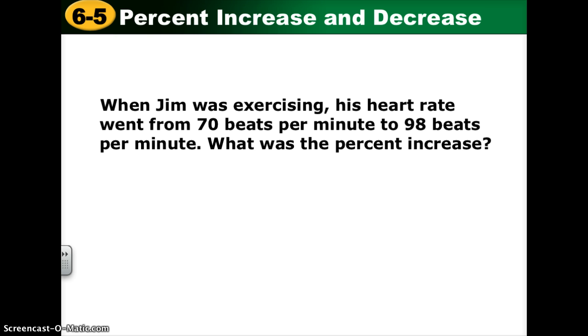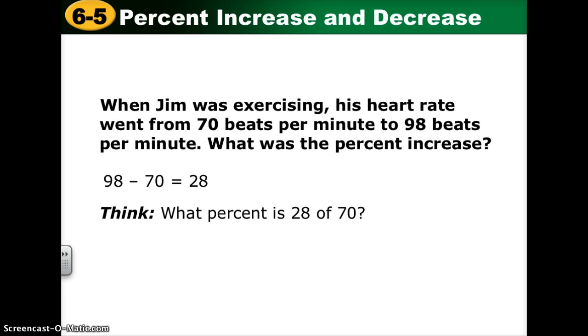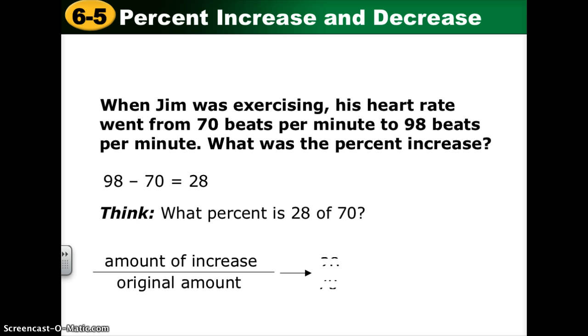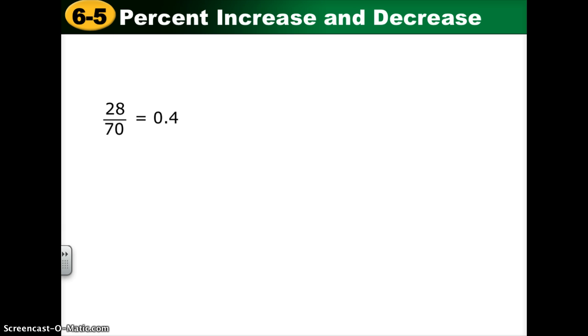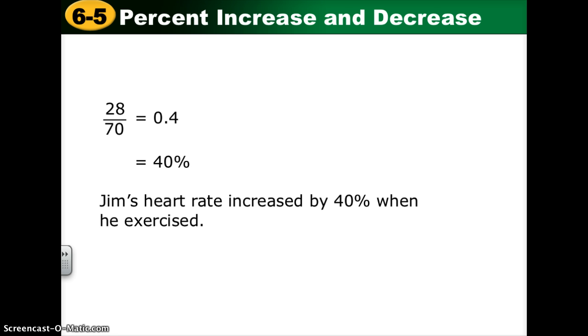When Jim was exercising, his heart rate went from 70 beats per minute to 98 beats per minute. What was the percent increase? So we find the difference. 98 minus 70 is 28. We take 28, the amount of increase, divided by 70 because 70 was the original amount. You have to make sure to go back to the problem for that and not look at your subtraction always. We divide 28 by 70 to get 0.4, which is 40%. So Jim's heart rate increased by 40% when he exercised.